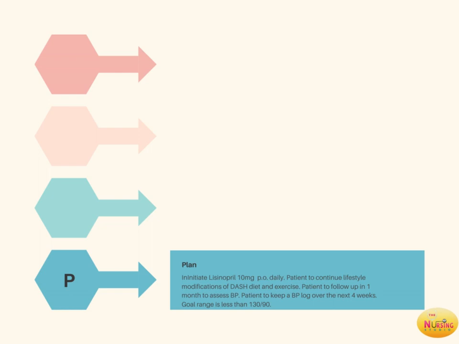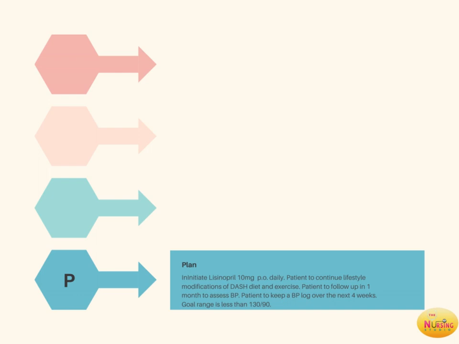And then the plan. So what's the plan? What's your treatment option? So here, and if you remember the question, based off this patient, we want to do an ACE or ARB. They are diabetic. Lisinopril was an option. So here for my plan, I put initiate lisinopril 10 milligrams PO daily.